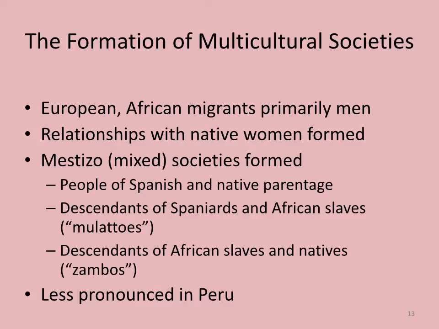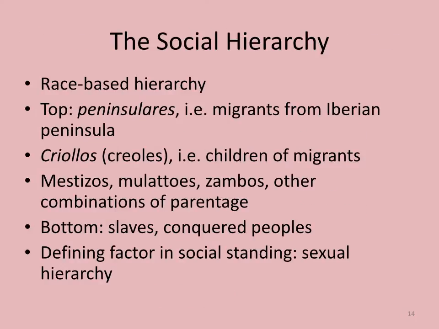Now, the Spanish Mestizo, or mixed societies, form: people of Spanish and native parentage are Mestizos, descendants of Spaniards and African slaves are mulattoes, and descendants of African slaves and natives are Zambos. Okay, we're going to see that this is very common in the Caribbean and Mexico, but it's not very common in Peru.